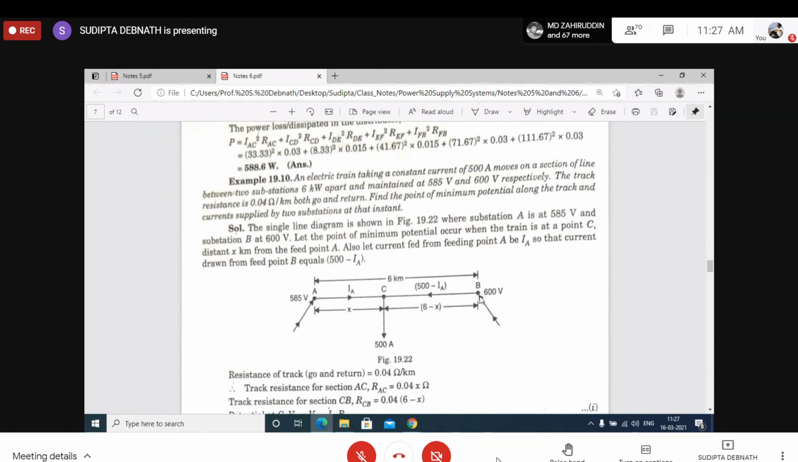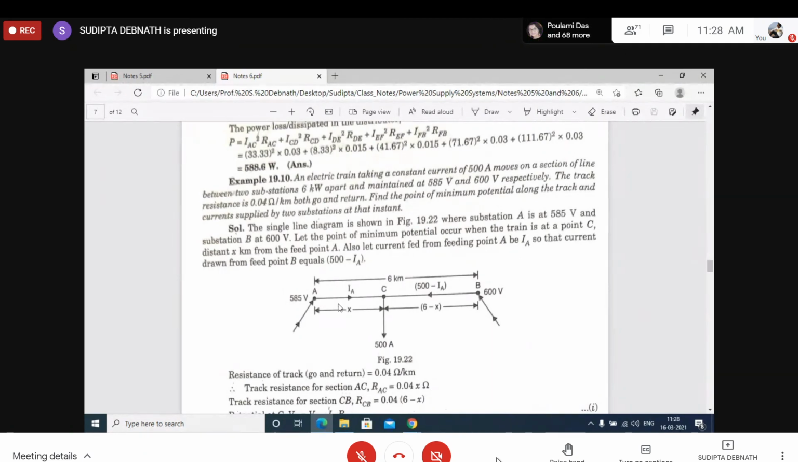Actually, this voltage is remaining constant. A train is moving from this side to this side. At different points, it will experience different voltages, but it will draw the same current, 500 A, at all the points. So this is the only difference. It will experience different voltages at different points. Why? Because the voltage drop is always occurring. But it is always drawing 500 ampere. It is just like a consumer located at different points, but drawing 500 ampere only.